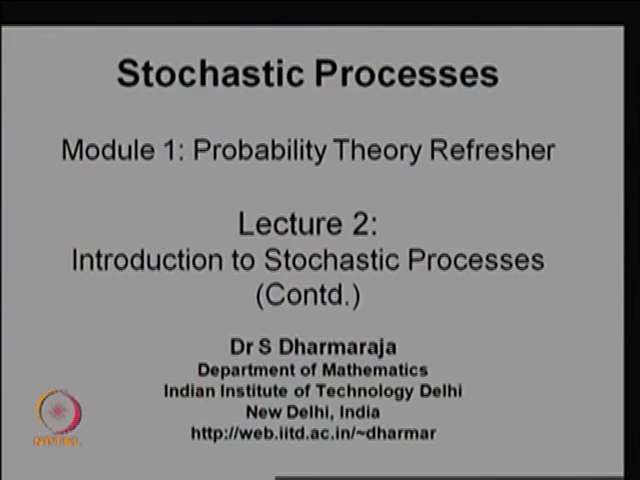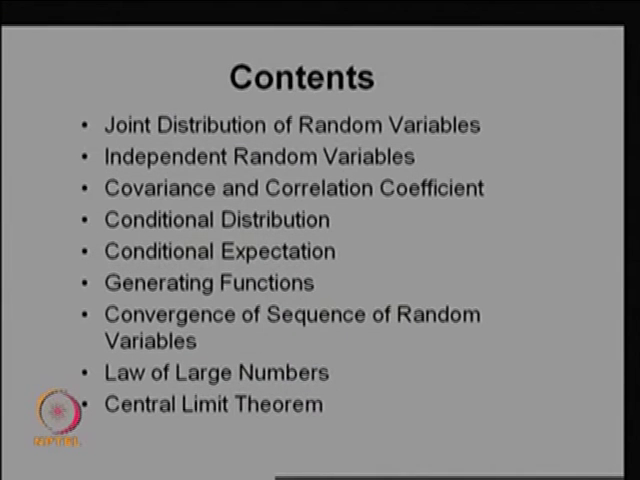In lecture 2 we are going to continue whatever we discussed in lecture 1, basically the probability theory refresher. In this we are going to give a brief overview of what is joint distribution, and if the random variables are independent, what is the behavior of a joint distribution and so on. Then we are going to discuss covariance and correlation coefficients.